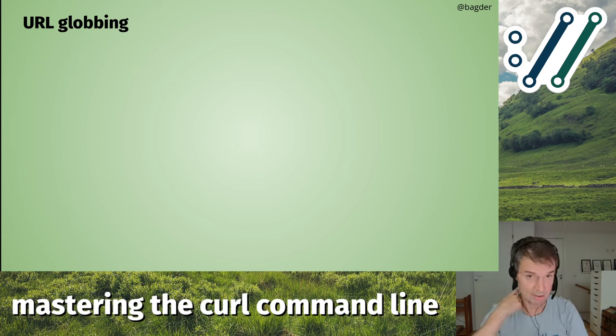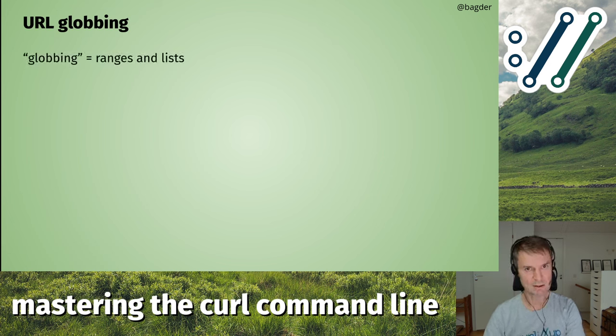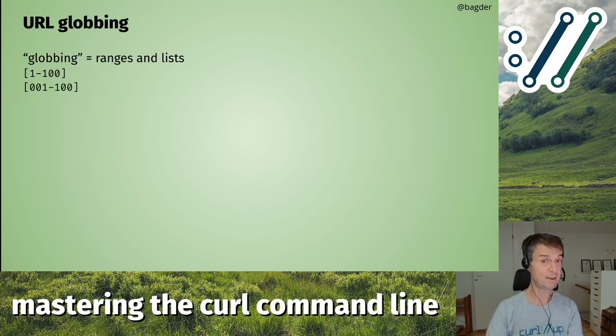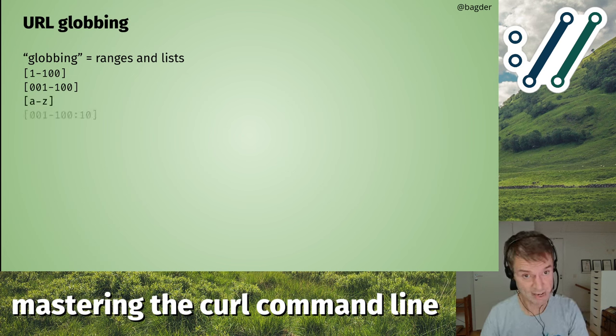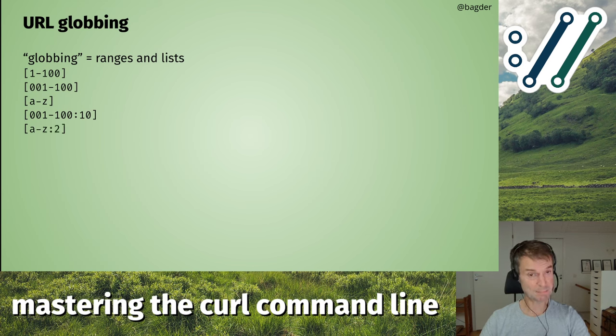When curl works with URLs, it supports this concept we call globbing. I don't know really if this is a good term, but we call it globbing. Globbing here means that you can provide ranges and lists embedded in the URL, like this. Here's a range, right? 1 to 100. So instead of writing almost the same URL 100 times and just changing a number, you can use this range within the URL. Or you can even have it zero prefixed. You can make it letters like A to Z, or you can also do jumps. So 1 to 100 taking steps of 10 at a time. And you can even do steps with the letters.